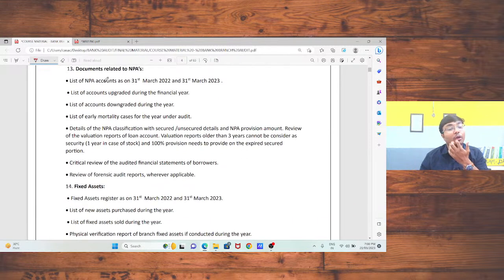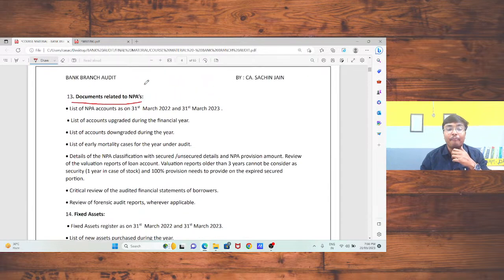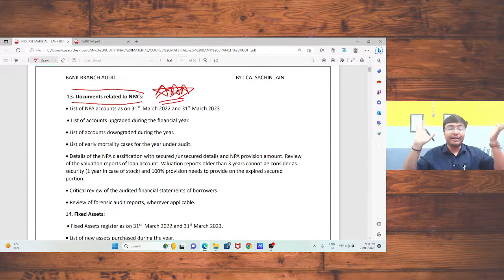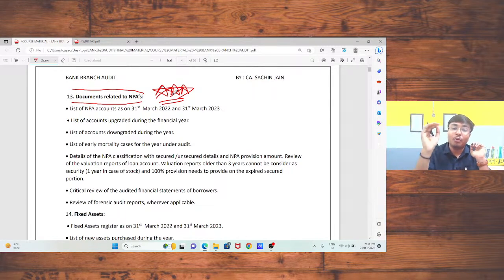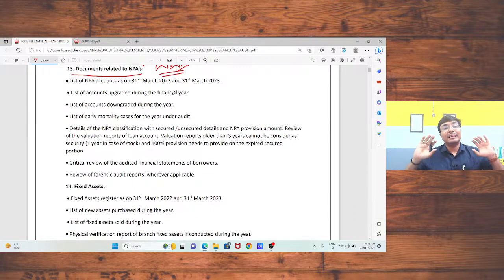Sir, what is the document required for analysis of NPA? Sir, this is also mandatory. Earlier, traditionally, we supposed that we can give an MOC only on account of NPA, non-performing assets. But in the current scenario, there is no relation to NPA. You can provide an MOC on multiple issues. There are multiple areas on which you can provide an MOC. But NPA is also relevant for us, so we need to discuss each and every point regarding non-performing assets. Sir, how you can analyze the NPA is the most important task you should do regarding the bank branch audit.